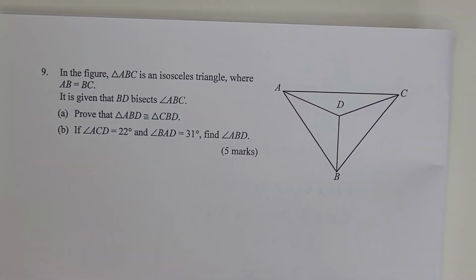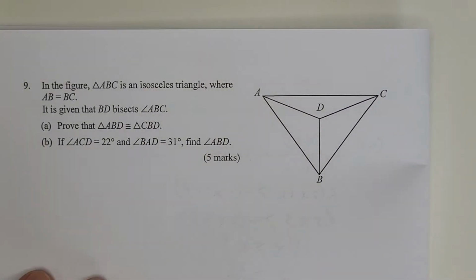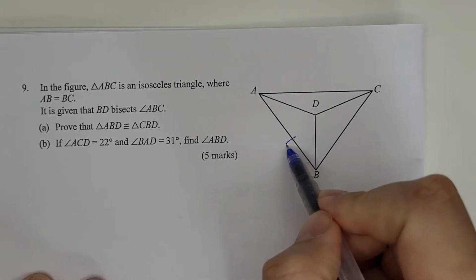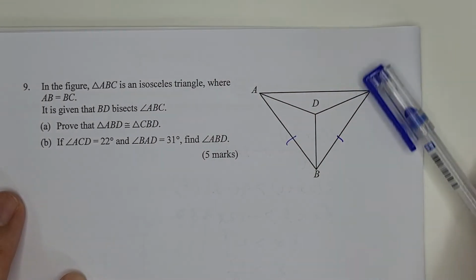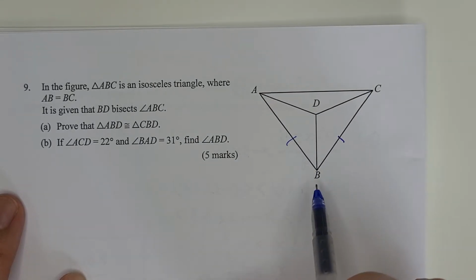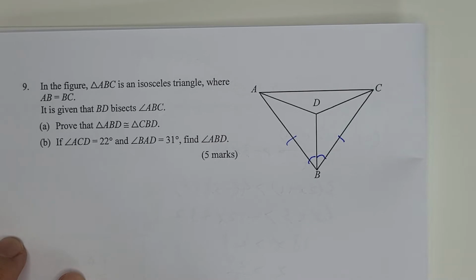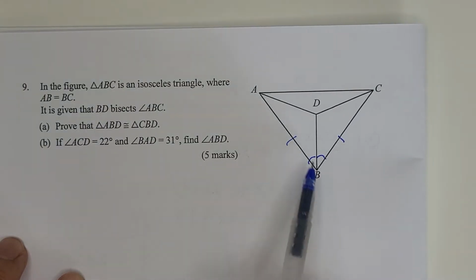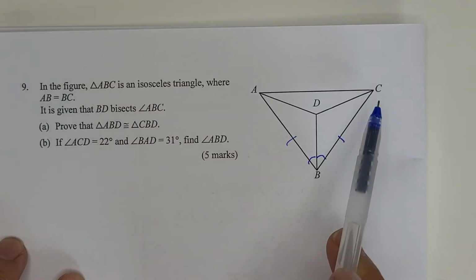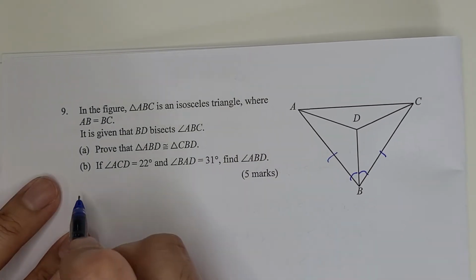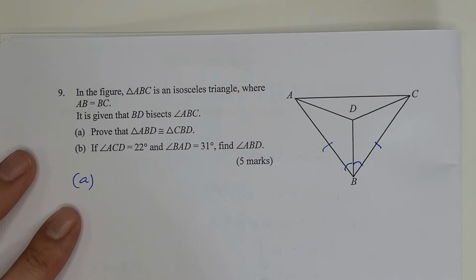So that's the plane geometry problem. In the figure, ABC is an isosceles triangle. AB equals BC, okay? And given that BD is an angle bisector of angle ABC, these two angles are equal. Part A, prove that ABD is congruent to CBD. But actually, it is very straightforward because all conditions are given already.